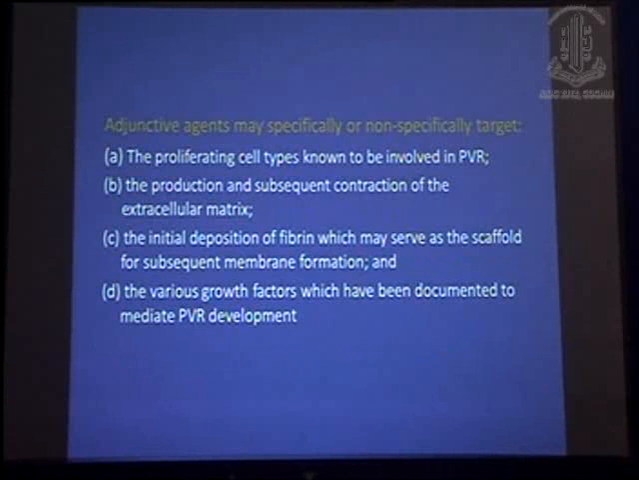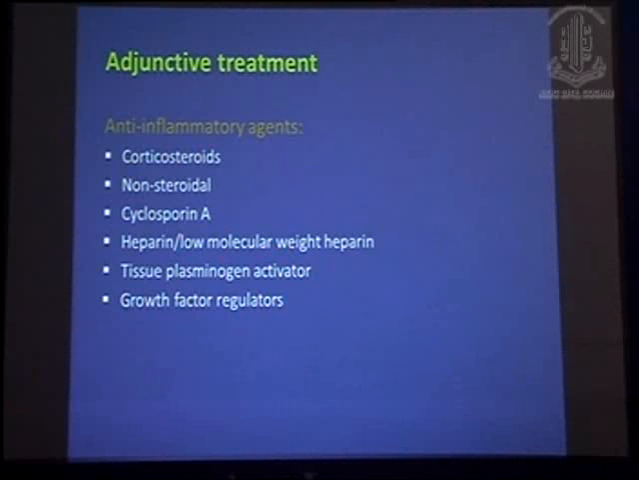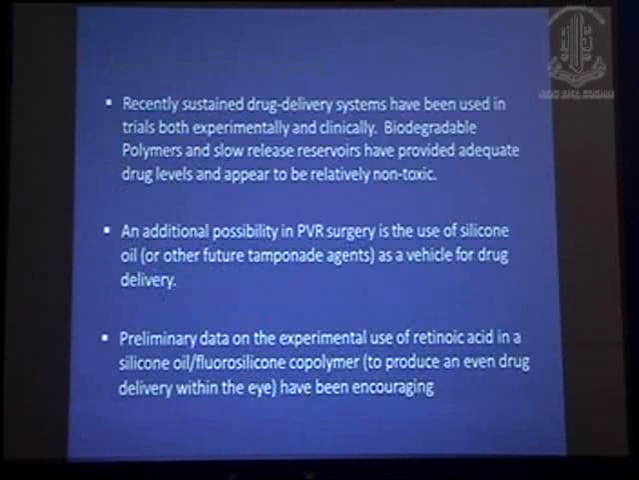Now, how to prevent the occurrence of this PVR? By using adjunctive agents. These agents may specifically or non-specifically target the proliferating cell types known to be involved in PVR, the production and subsequent contraction of the extracellular matrix, or the deposition of fibrin, or the various growth factors. These are the various agents which have been tried through time, but nothing has been proved to be of immense benefit. Sustained drug delivery systems are in the pipeline.